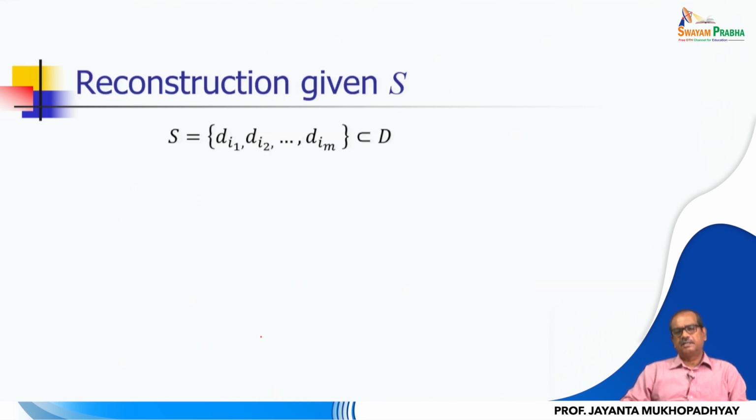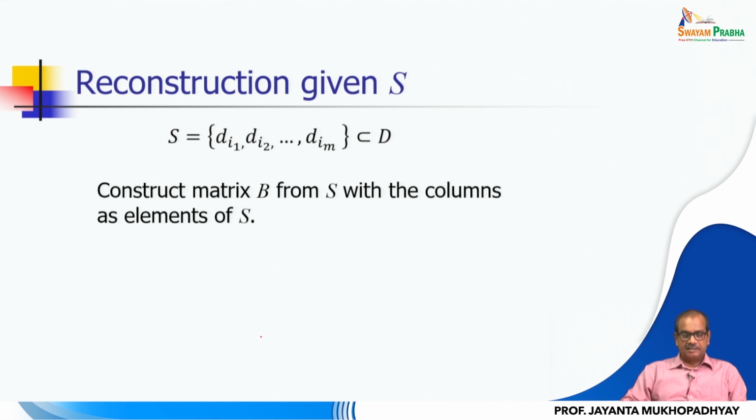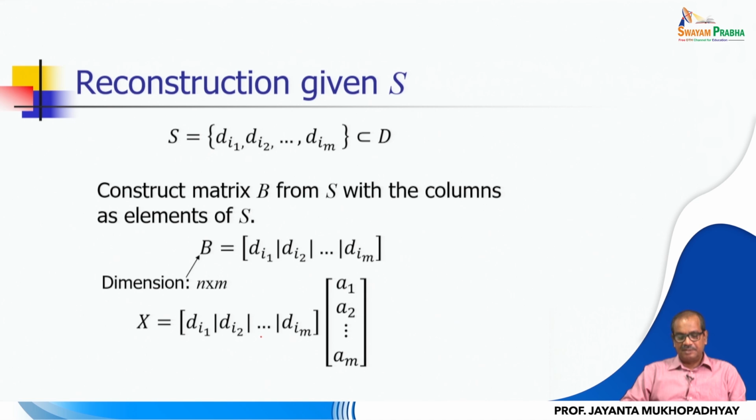So first let us consider that S is given to you. I am trying to solve the first part. I have already shown you the least square error method, and I am describing it again as a summary. You construct the matrix B from S with the columns as elements of S. It is the same thing I mentioned: you form this matrix B with columns di1, di2 to dim, and then the dimension should be n cross m, and then x can be represented in this form.